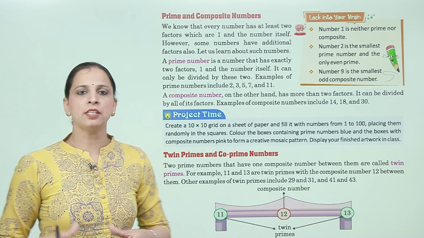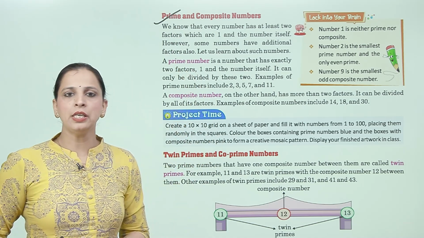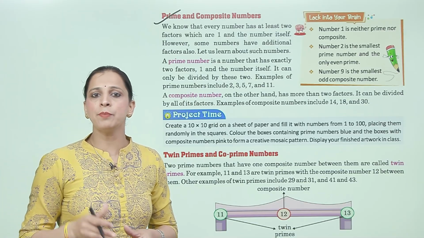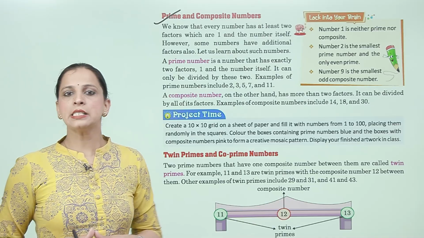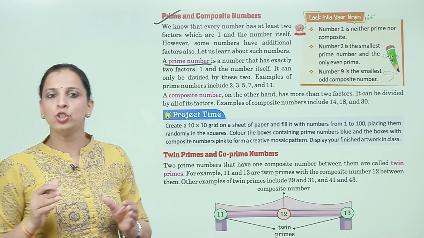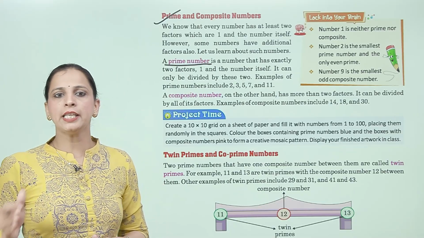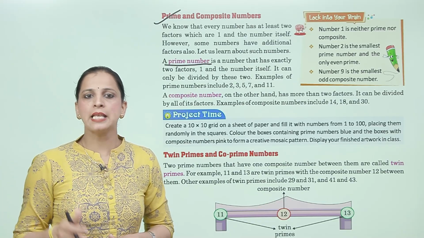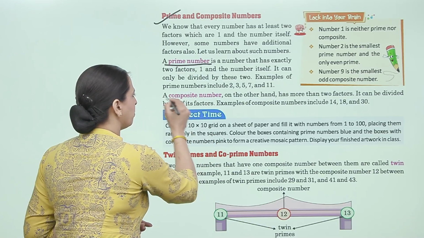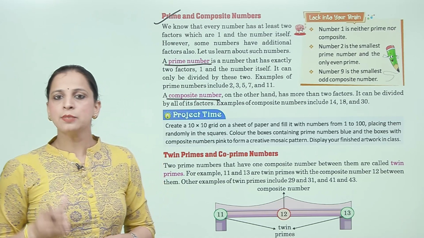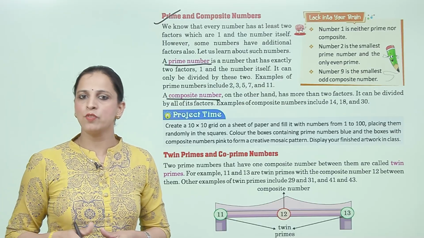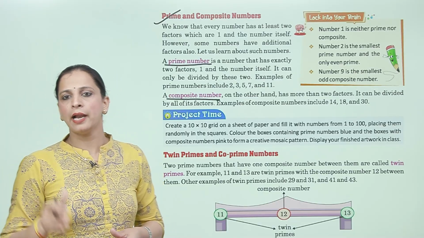Now next is prime and composite numbers. We know that every number has at least 2 factors which are 1 and the number itself. However, some numbers have additional factors also. Let us learn about such numbers. A prime number is a number that has exactly 2 factors, 1 and the number itself. It can only be divided by these two. Examples of prime numbers include 2, 3, 5, 7 and 11, etc. A composite number, on the other hand, has more than 2 factors. It can be divided by all of its factors. Examples of composite numbers include 14, 18 and 30, etc.